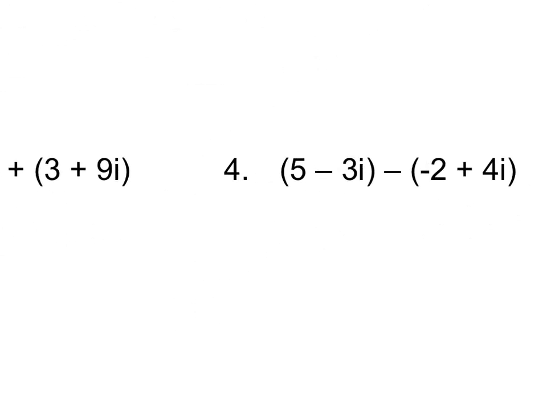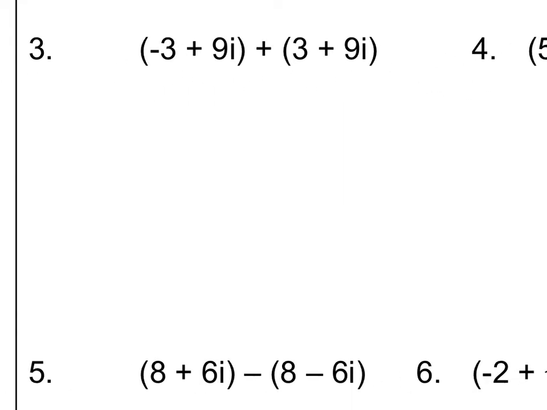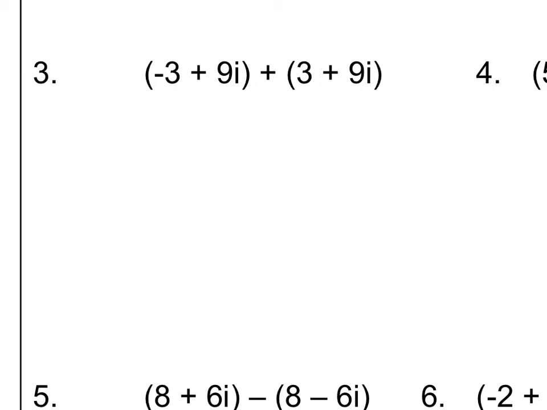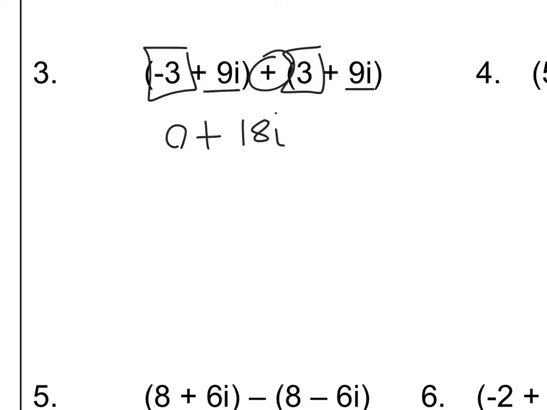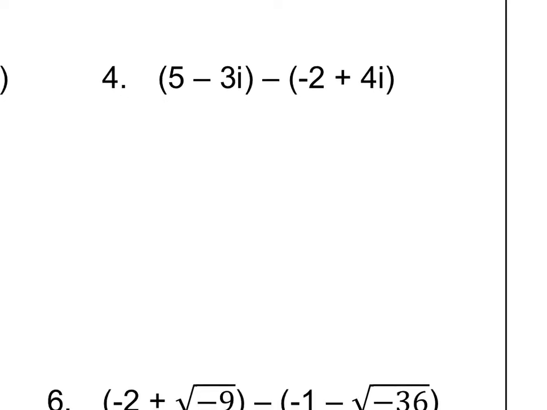Okay, let's take a look at another one. Number 3. Again, I'm adding. Because I'm adding, I'm going to combine my like terms. I've got -3 and +3. That's 0. 9i and 9i is 18i. And because I have 0 as a real number, I'm just going to write this as 18i. As you can see, these are by no means complicated. We're really just combining like terms.